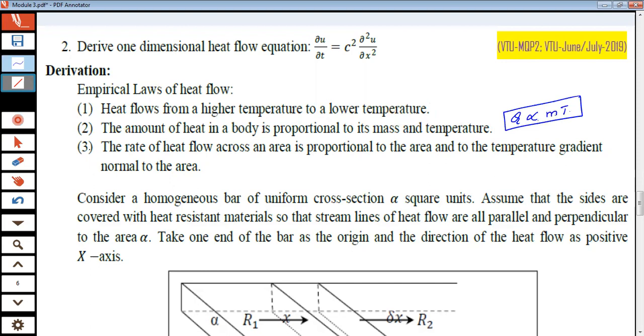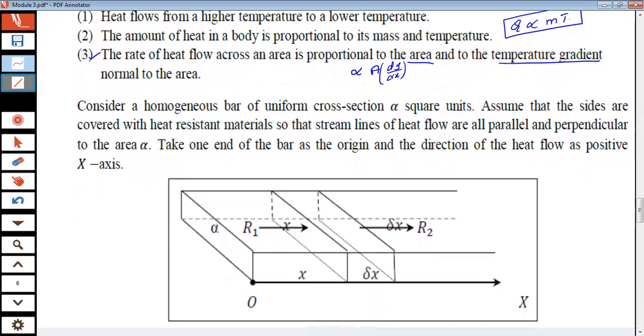And the third law: the rate of heat flow across an area is proportional to the area and to the temperature gradient, which you can write as du/dx if it is one dimension. Only one variable, the temperature gradient normal to the area. So the rate of heat flow across an area is always proportional to the area and the temperature gradient, which is normal to the area.